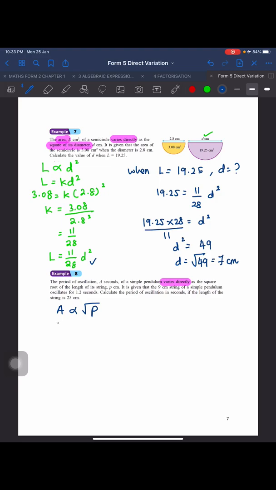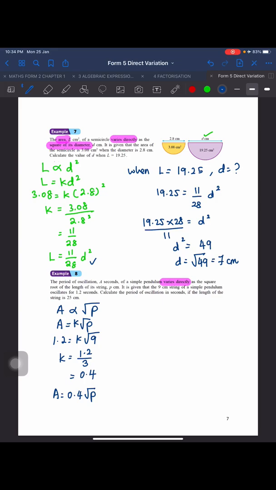So convert it to equation form: A equals k square root of P. Now we need to find the value of k first. Substitute the values of A and P from the question. A is 1.2 seconds, equals k square root of 9. So k equals 1.2 divided by 3, which is 0.4. Hence A equals 0.4 square root of P.